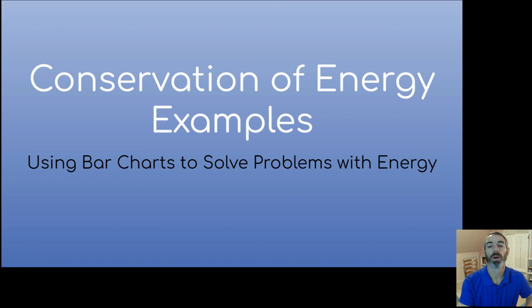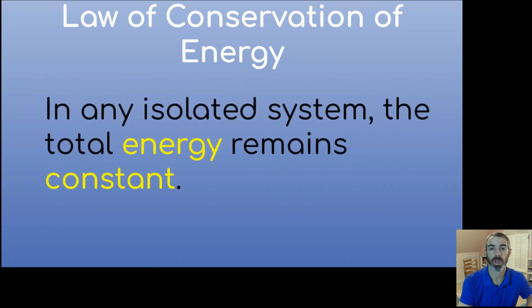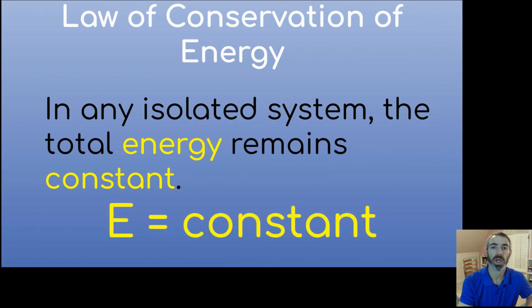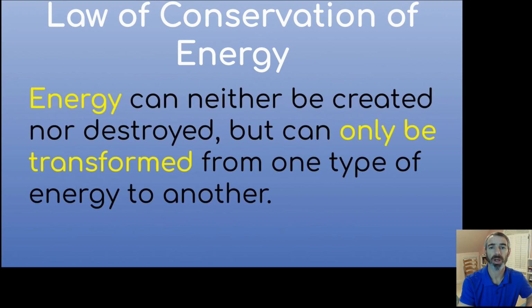So in this video, we're going to talk about conservation of energy, and we're going to look at a couple of examples. We first need to know what the law of conservation of energy is. So in an isolated system, that means the total energy is a constant. So the energy is equal to a constant. Now, the law of conservation of energy is that energy can't be created or destroyed. It just changes forms, changing from one form to another.